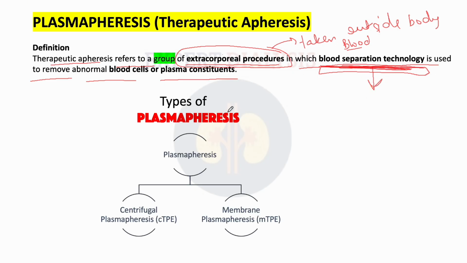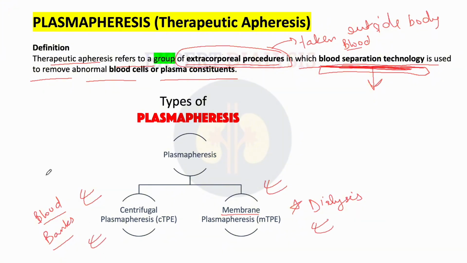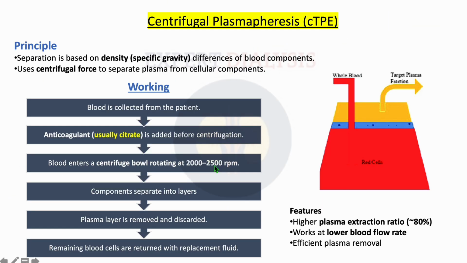The plasmapheresis procedure mainly works on two blood separation technologies: centrifugal plasmapheresis and membrane plasmapheresis. Centrifugal plasmapheresis is mainly common in the blood bank, and membrane plasmapheresis is the one we generally do in our dialysis unit using a membrane. So it uses a membrane, while the centrifugal plasmapheresis uses what? It uses a centrifuge. That's the major difference between the two therapies. Now let's discuss them in a little more detail.